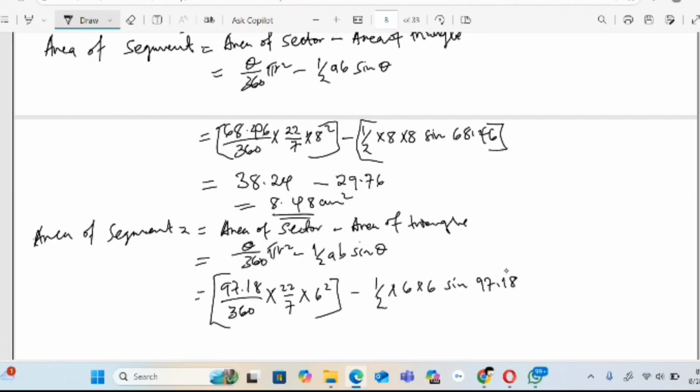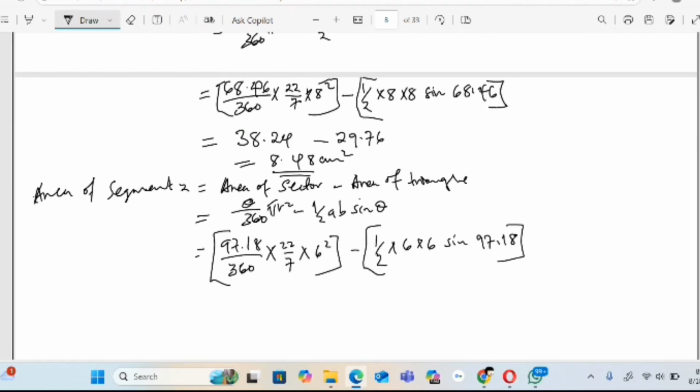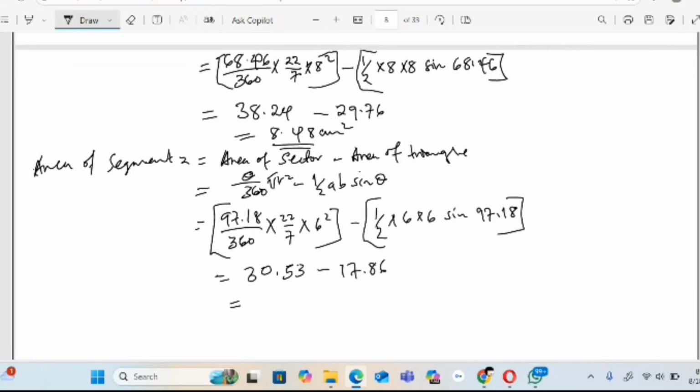Now we subtract the answer. So here you're going to get 30.53 minus 17.86 from your calculators. That is what you're going to get. Then when you subtract, you're going to remain with 12.67 square centimeters. So this is now the area of segment 2.